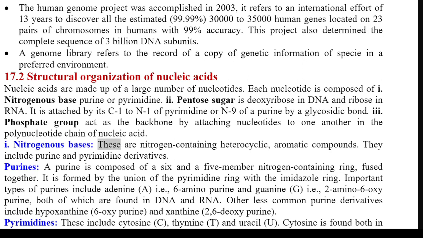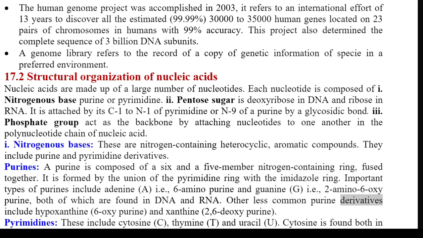Nitrogenous bases are nitrogen-containing heterocyclic, aromatic compounds. They include purine and pyrimidine derivatives. Purines. A purine is composed of a 6 and a 5-member nitrogen-containing ring, fused together. It is formed by the union of the pyrimidine ring with the imidazole ring. Important types of purines include adenine, A, i.e. 6-aminopurine, and guanine, G, i.e. 2-amino-6-oxypurine, both of which are found in DNA and RNA.